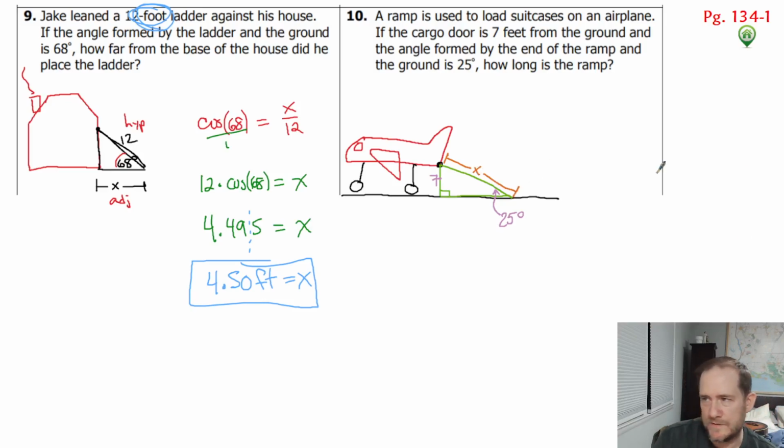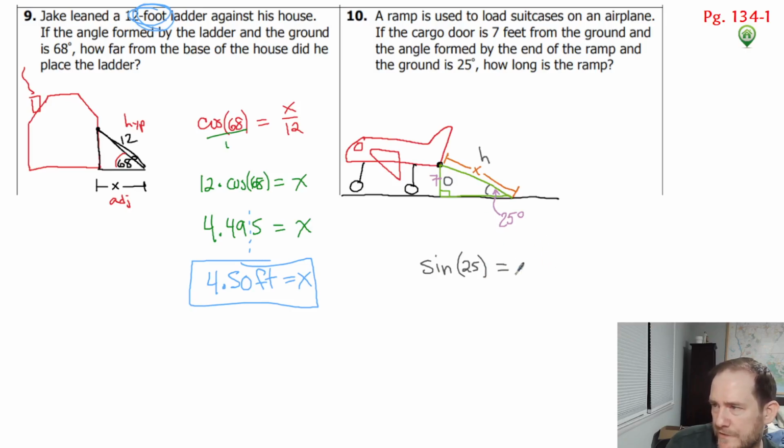So, okay, great. We drew a picture. Now the rest should be a piece of cake because here's our angle. 7 is opposite. x is the hypotenuse. So we would just write a sine equation. We'll do sine of 25, set it equal to 7 over x.